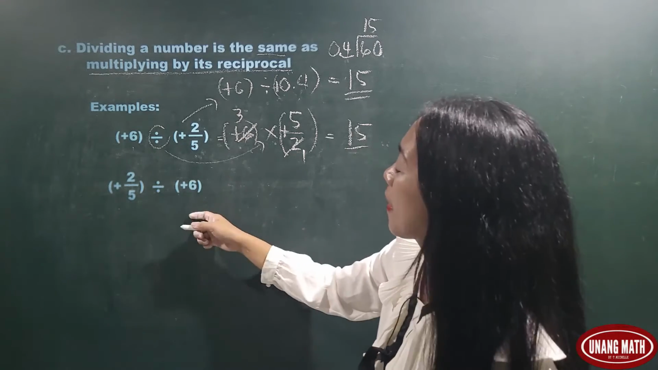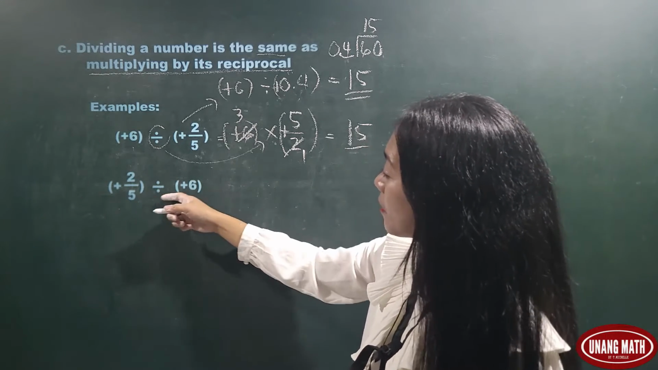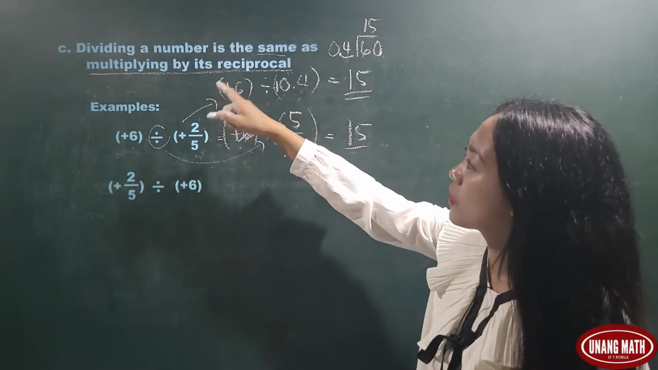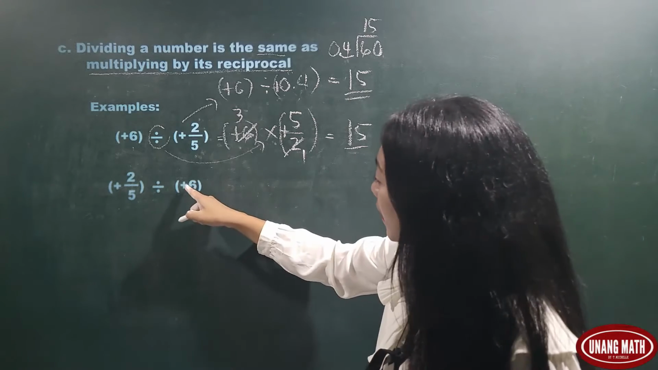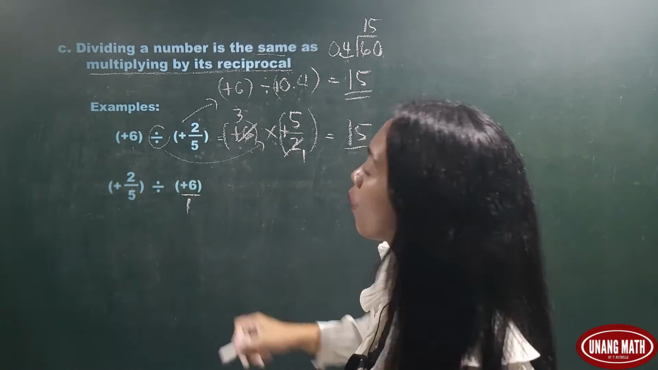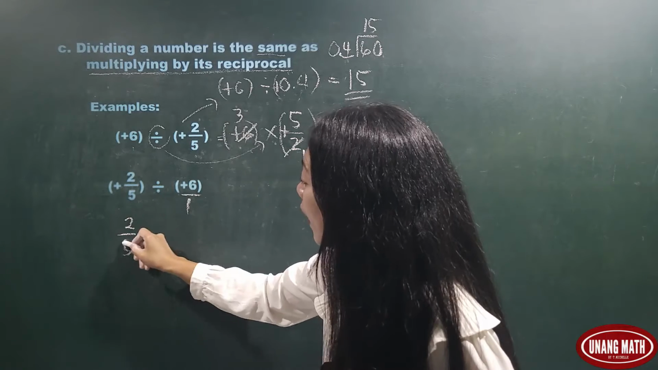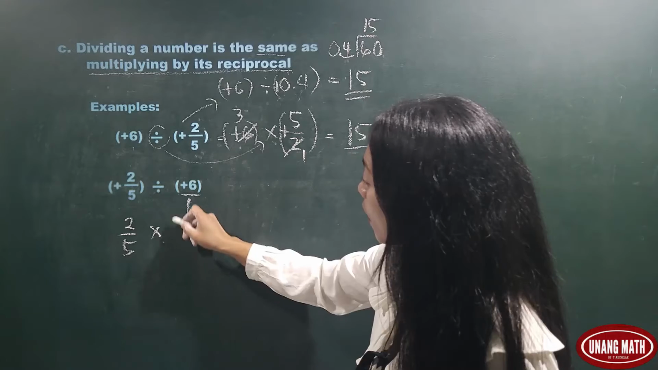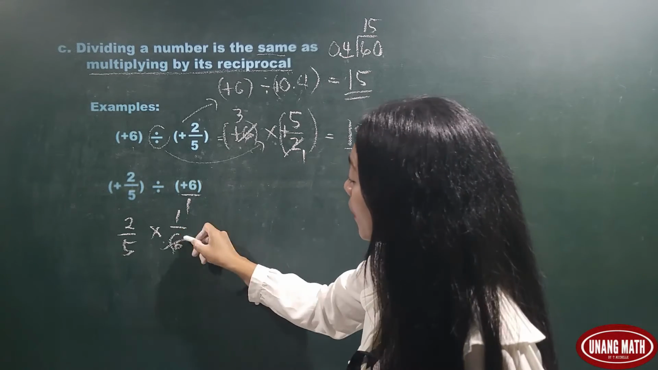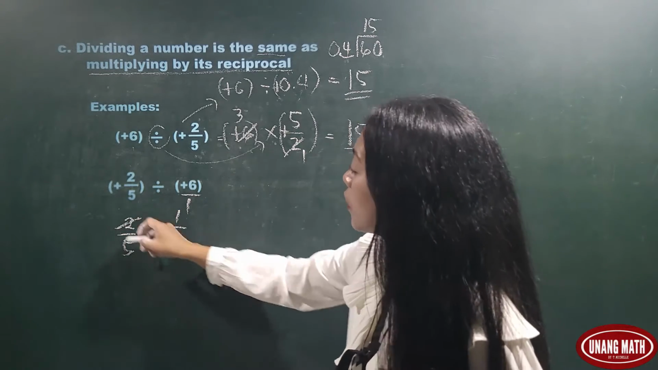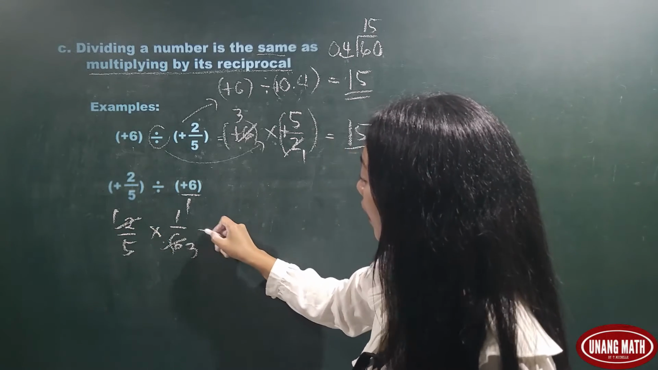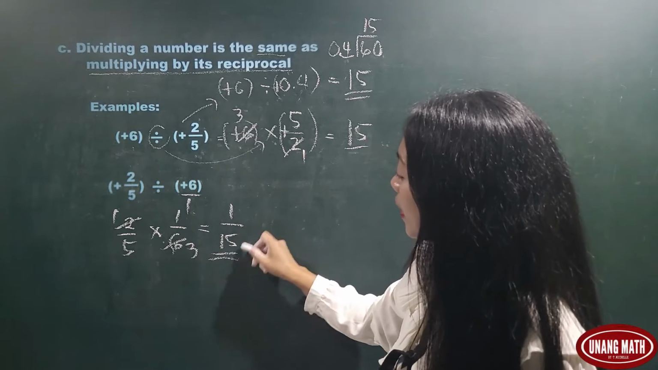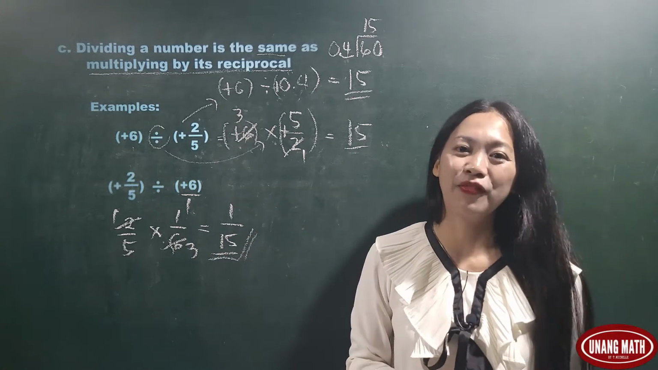Let's check this next example. Positive 2 over 5 divided by positive 6. Using the concept of multiplying by its reciprocal, 6 here has a denominator of 1. So we have 2 over 5. Division becomes multiplication. The reciprocal of 6 over 1 is 1 over 6. We can simplify 6 and 2. So this becomes 1, this is 3. So 1 times 1 is 1. 5 times 3 is 15. So the answer is 1 over 15.